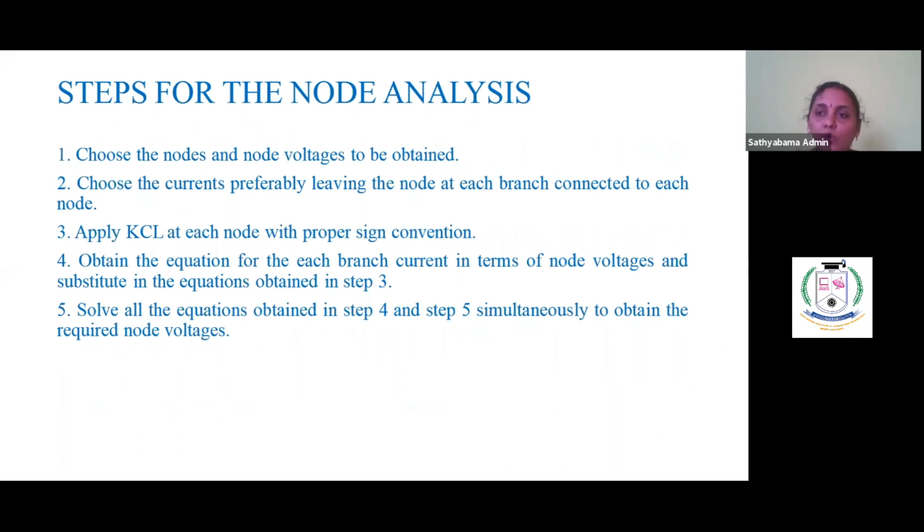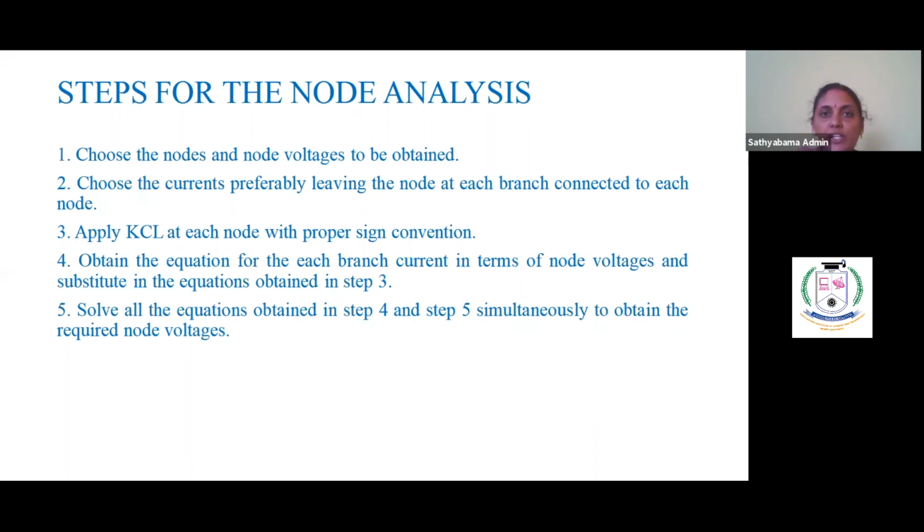Choose the nodes and node voltages to be obtained. Choose the currents, preferably leaving the node, at each branch connected to the node. Apply Kirchhoff's current law at each node with proper sign convention. Obtain the equation for each branch current in terms of node voltages and substitute in the equations obtained in step 3. Last step, solve all the equations obtained in step 4 and step 5 simultaneously to obtain the required node voltages.